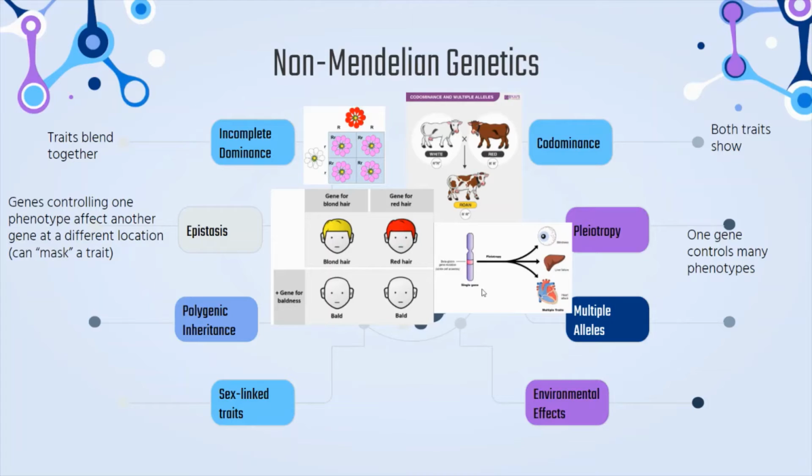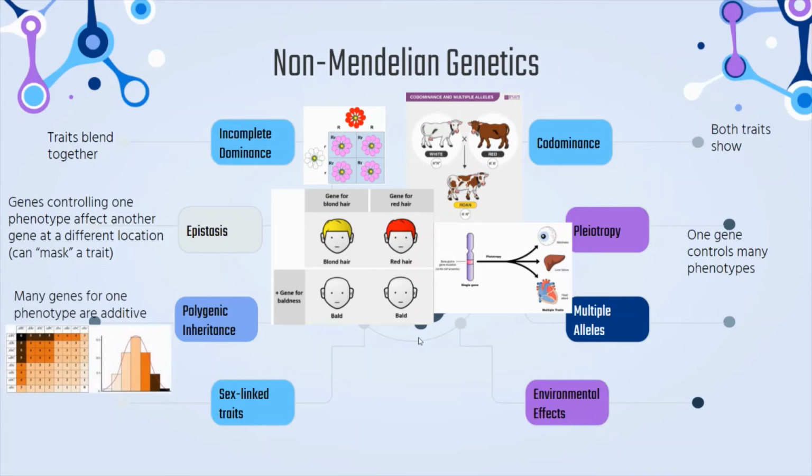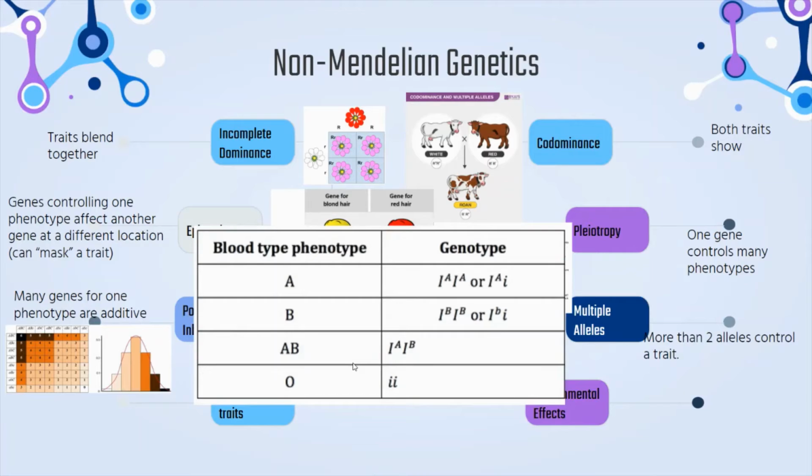So in this situation, this gene over here can affect 3 different traits. Polygenic inheritance is when many genes for one phenotype will add together to contribute to a range of different phenotypes. So in this example, we use skin color. Multiple alleles is when there are more than 2 alleles that control a trait. So this is prominent in the blood types.